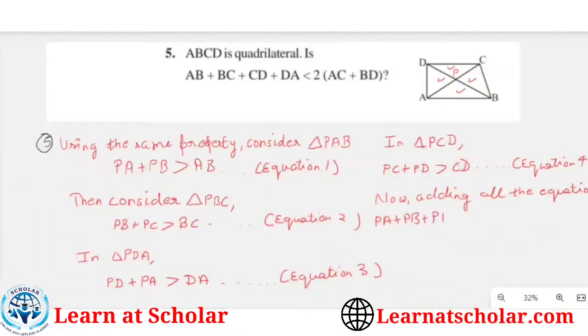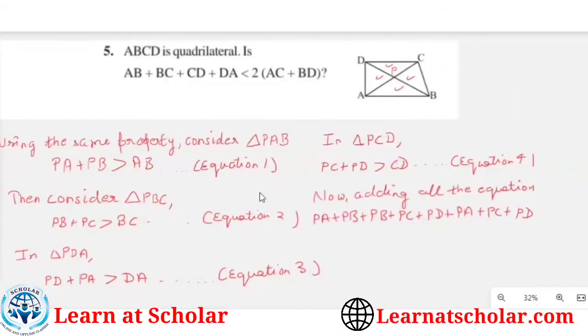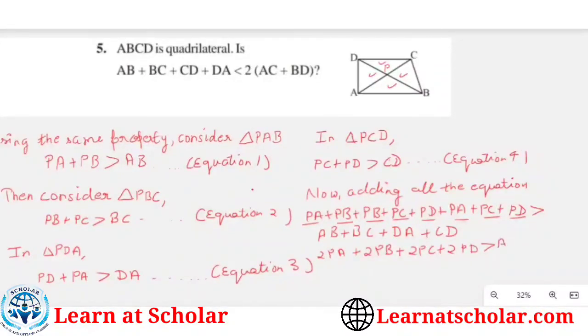We have PA plus PB plus PB plus PC plus PD plus PA plus PC plus PD is greater than AB plus BC plus DA plus CD. Now PA plus PA is 2PA, 2PB, 2PC and 2PD is greater than AB, BC, DA and CD.